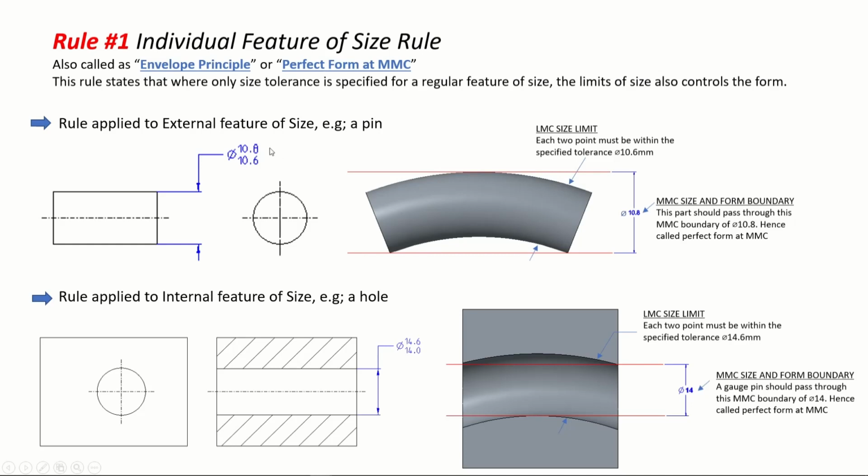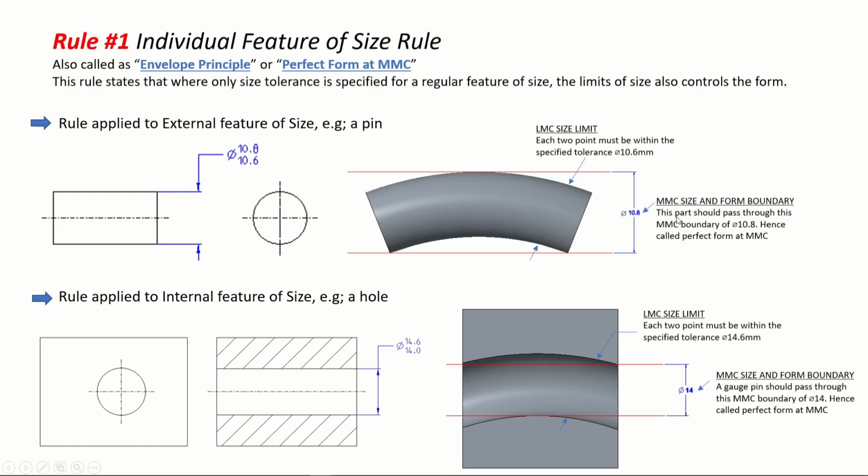If you consider a part which is made exactly 10.8, you will see that it will exactly fit here without any deviation, without any change in its shape. That's what this perfect form at MMC is all about. There will be a perfect form if you make this part with a 10.8 diameter shaft. It will fit exactly here, with a perfect shape, and hence it is called a perfect form at MMC.